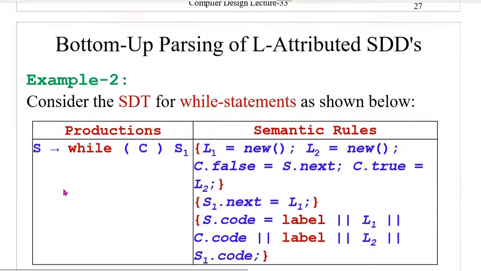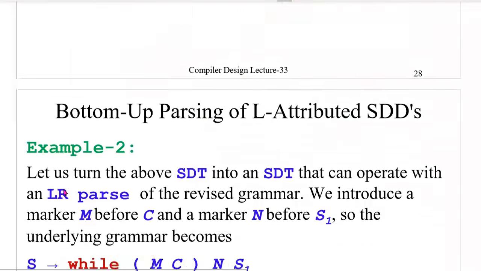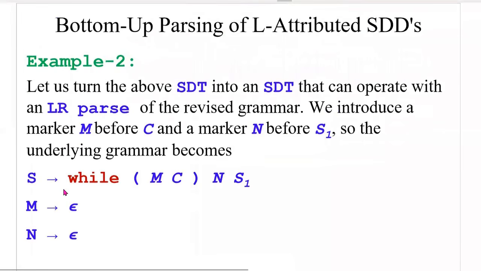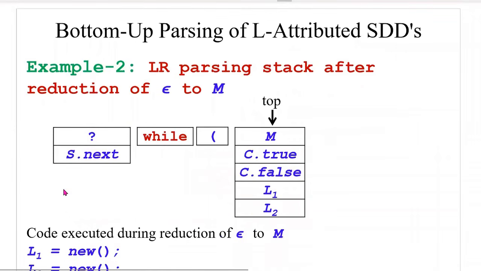Now let us see the SDT for the while statement, what we discussed previously, the same is shown here. Now for this, by using this grammar with semantic actions, S derives while M C N S1, where M derives null, one marker, and N is another marker, null. Both derive null productions. Okay, now for this, see the stack implementation with parser stack.